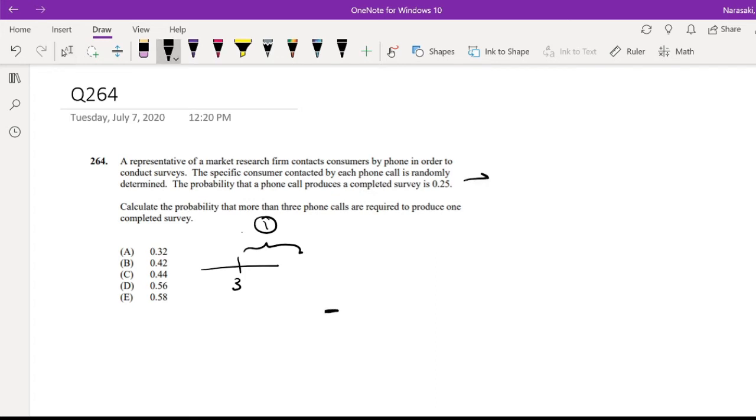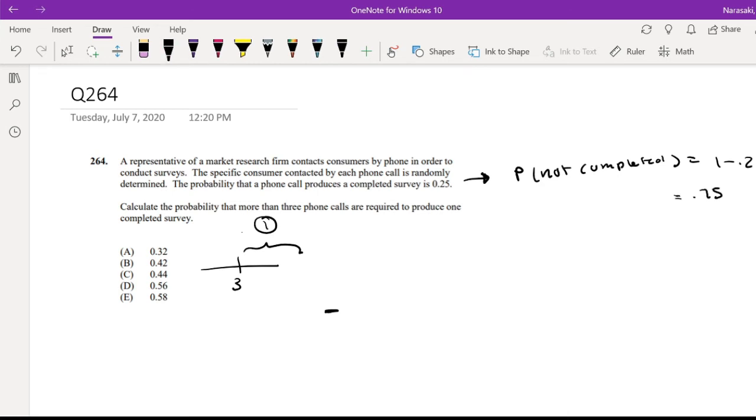Okay, if the completed survey is 0.25, the probability of not completed surveys is just equal to 1 minus 0.25, because all probability has to add up to 1, which is equal to 0.75.